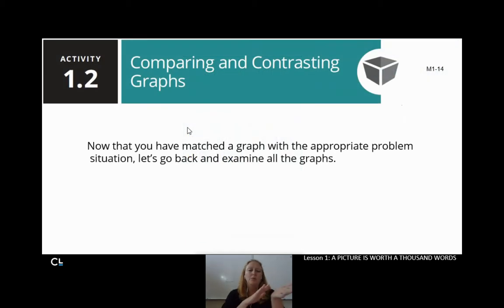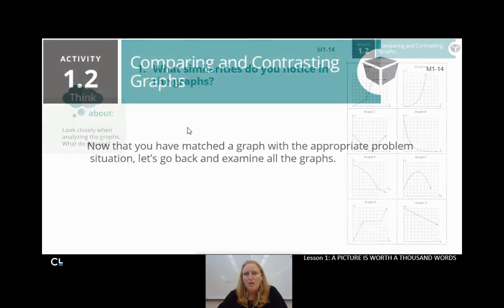So in activity 1.1, we were matching up our graphs with the appropriate problem situation. What we're going to do now is activity 1.2. We're on page M1-14, and we're going to go back. So you are going to be flipping back, right? All those 8 scenarios that you did, where you matched up all the graphs, identified independent and dependent quantities, and labeled all your graphs, we're going to go back and examine those now, okay? We'll write our findings on page M1-14.